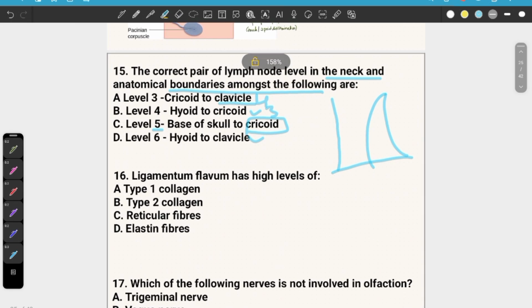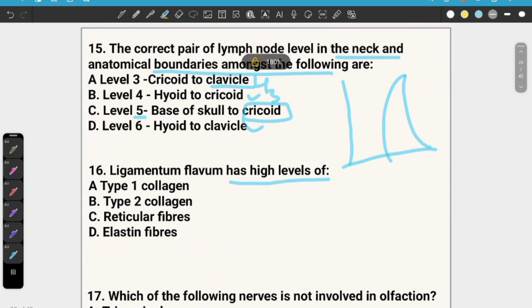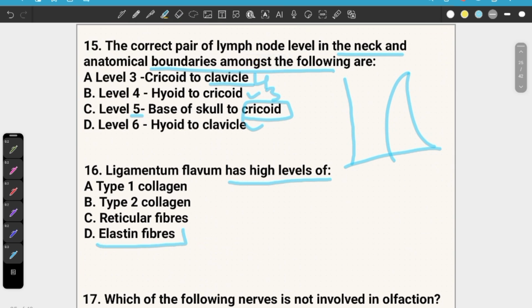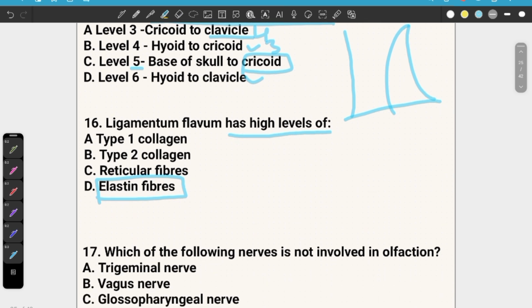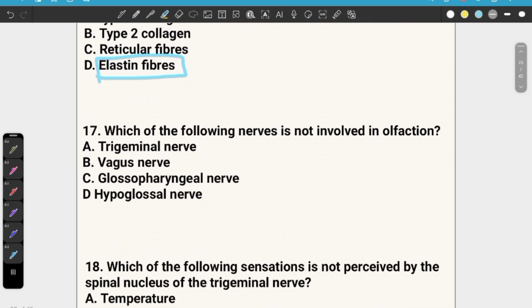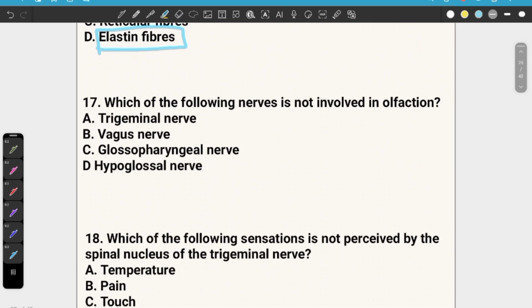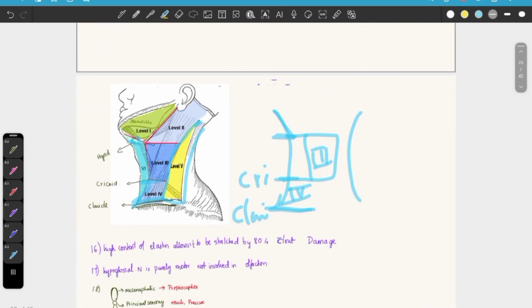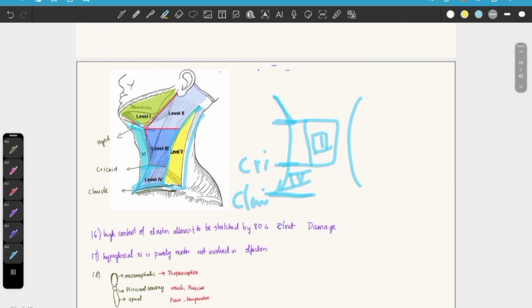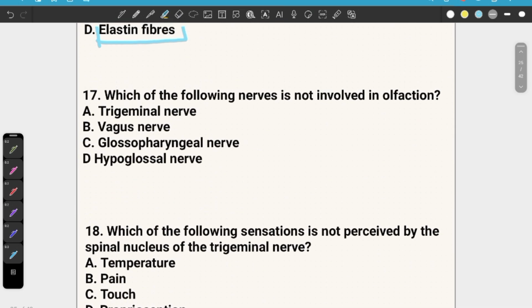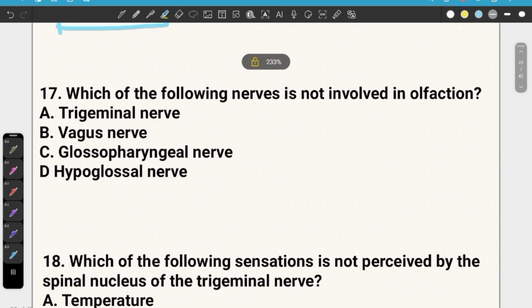Next, the 16th one. Ligamentum flavum has high levels of elastin fibers. So 80% of its content is elastin fibers. It helps in stretching without any damage.